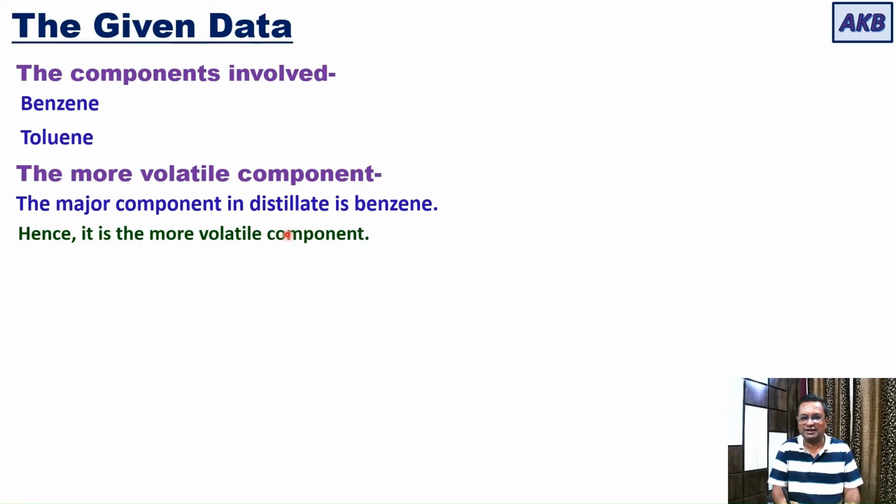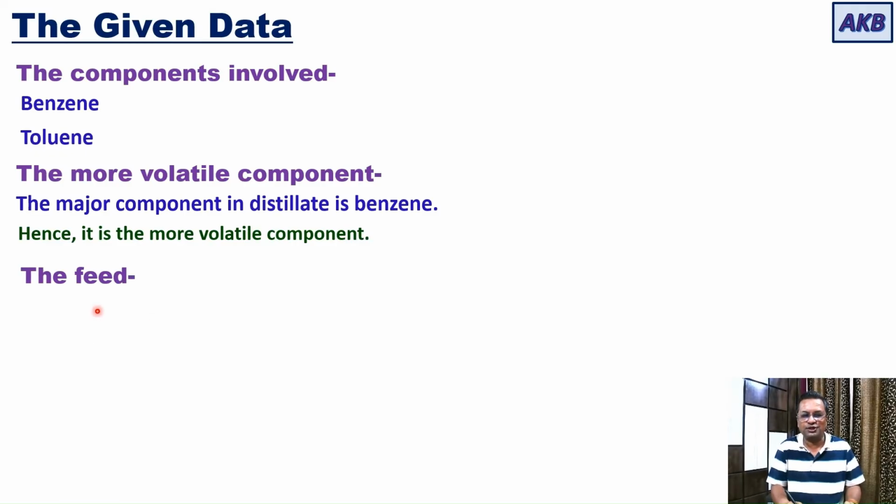You can decide based on this, or if the boiling points are known to you, you can easily tell the component whose boiling point is less will be the more volatile component. And in this case, benzene has a lower boiling point. So the more volatile component, how we have decided over here, since the major component in the distillate is benzene, hence it is the more volatile component.